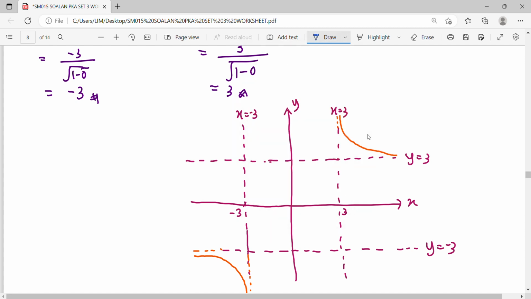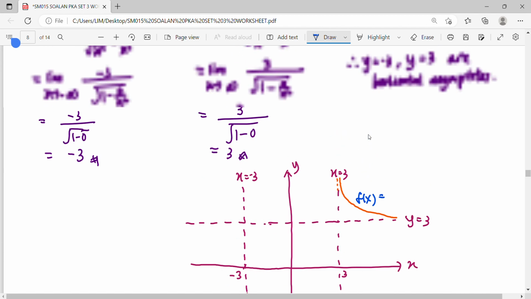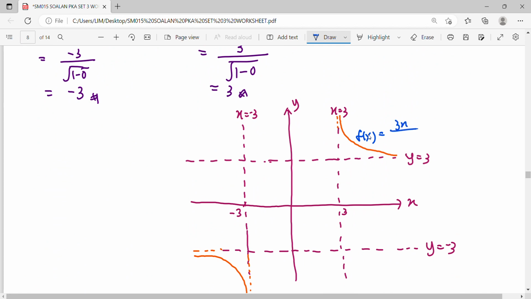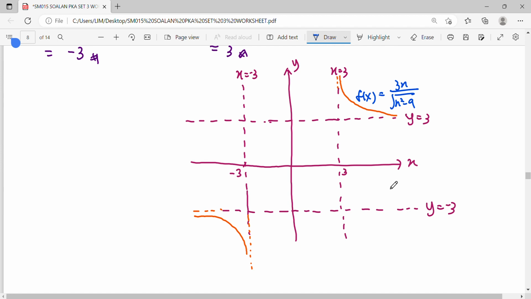Lastly, we label. What is this? The function: 3x over the square root of x squared minus 9. Make sure your graph labels the x-axis and y-axis. Asymptotes, all must be labelled. So here you label negative 3, here 3. Lastly, the graph must be labelled with the function.